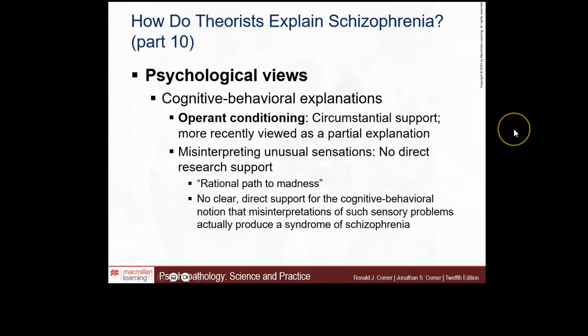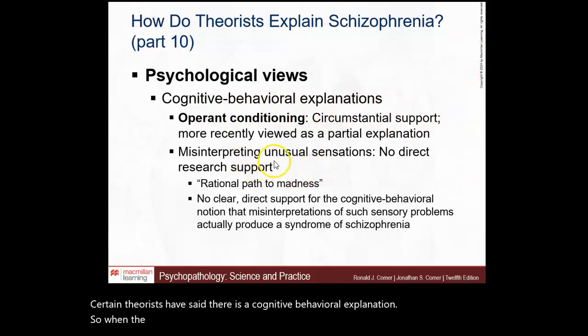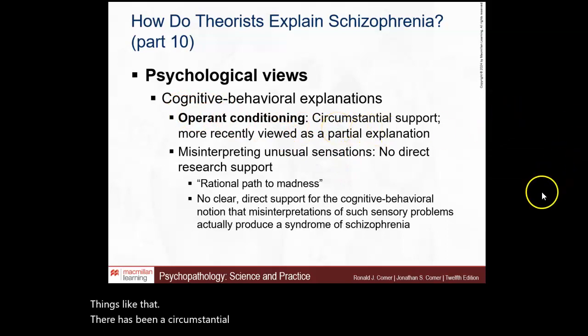In attempting to explain schizophrenia, certain theorists have said there is a cognitive behavioral explanation. So when the individual misinterprets unusual sensations, things like that, there has been circumstantial support for this.